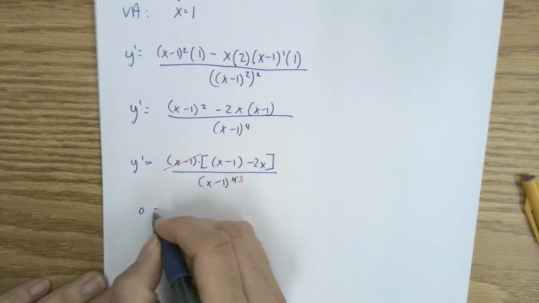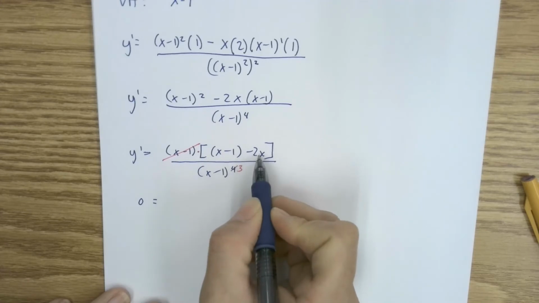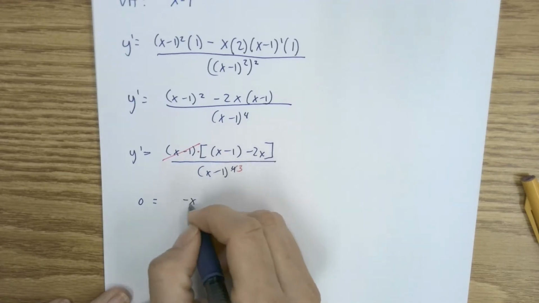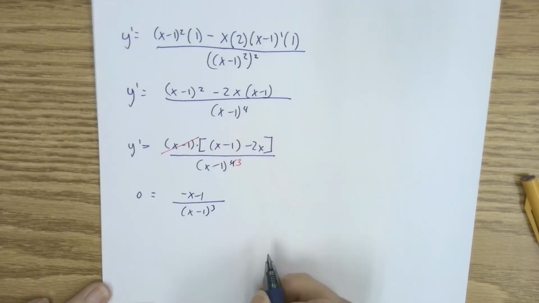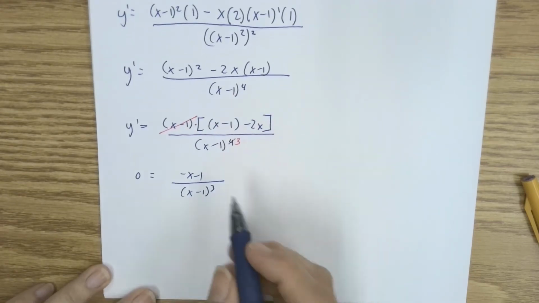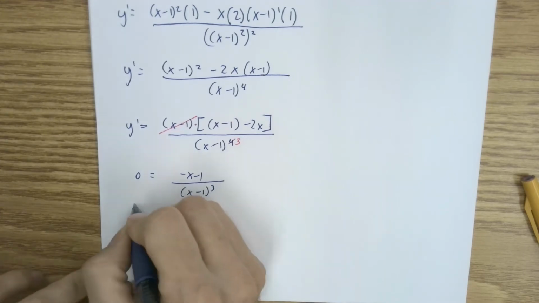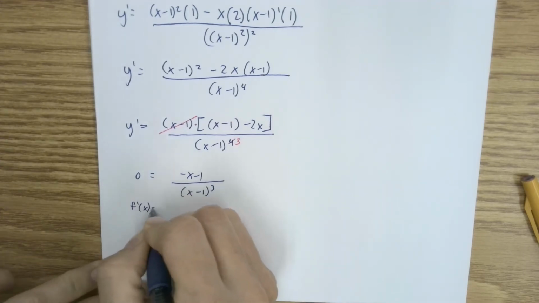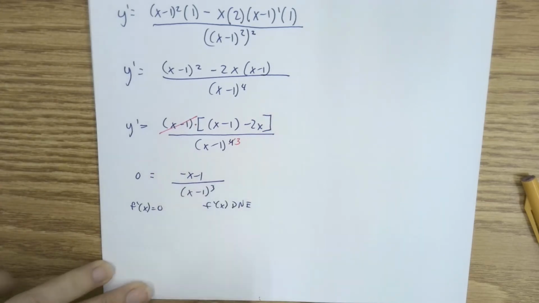And I know I have to set this equal to 0 at some point. x minus 1 minus 2x, so x minus 2x is negative x, minus 1, all over (x minus 1) to the 3rd power. We're going to set my numerator and my denominator equal to 0. Why do we do that? We're looking for where f prime equals 0, and we're looking for where f prime doesn't exist. Those are going to represent our critical values.